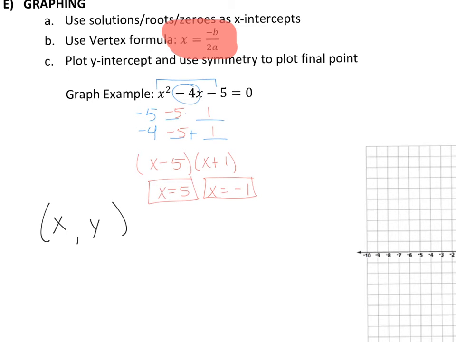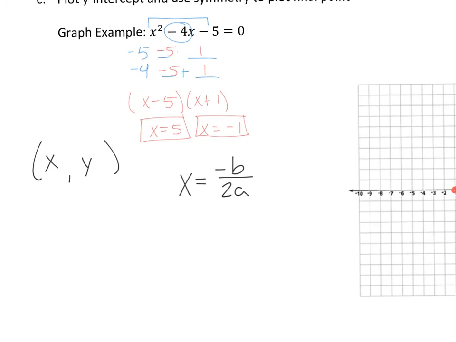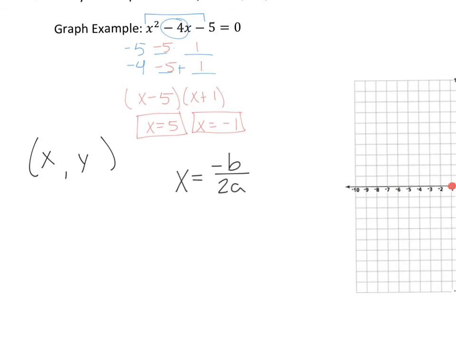Well, when you do vertex, it's x equals the opposite of b over 2a. And you plot the same stuff as you were doing before. It's the same b and a we're doing before. So when we do this, x equals opposite of b. Well, our b is right up here. Here's our b right there: -4. So opposite of that is +4 over 2 times my a. My a is 1, so 2 times 1. You end up with 4 over 2, and 4 divided by 2 is 2.